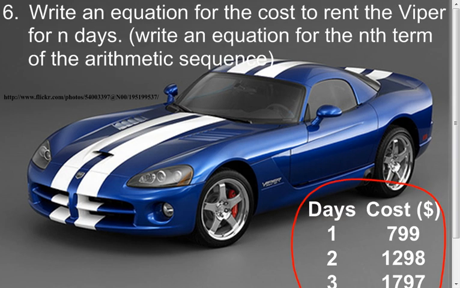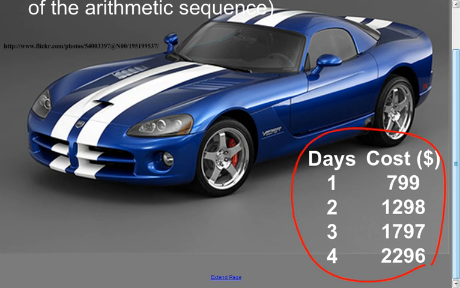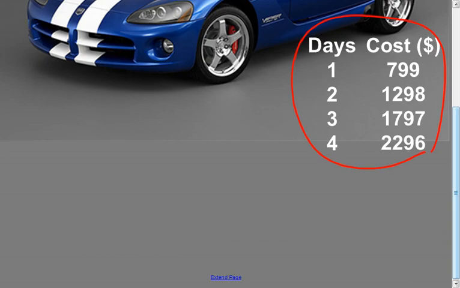We're going to be back here. Write an equation for the cost to rent the Viper for n days. I don't know if you'll be able to see this on here, but I will try to extend this page and bring it down here. For n days, again, I'm going to use this formula right here. I know that my first term is $7.99. I'm not plugging in a number for n because I want to make a formula that will work for any number of days.